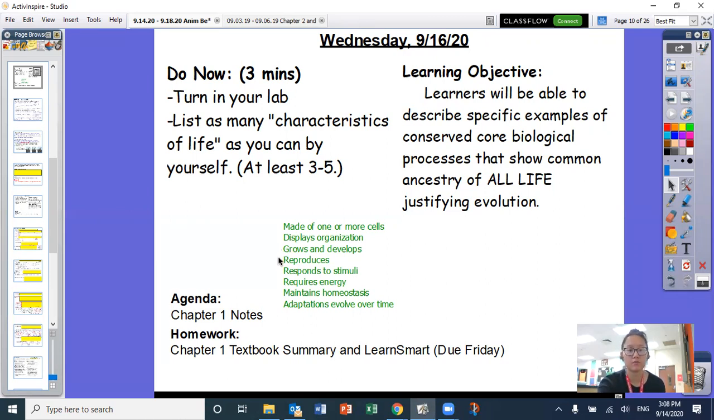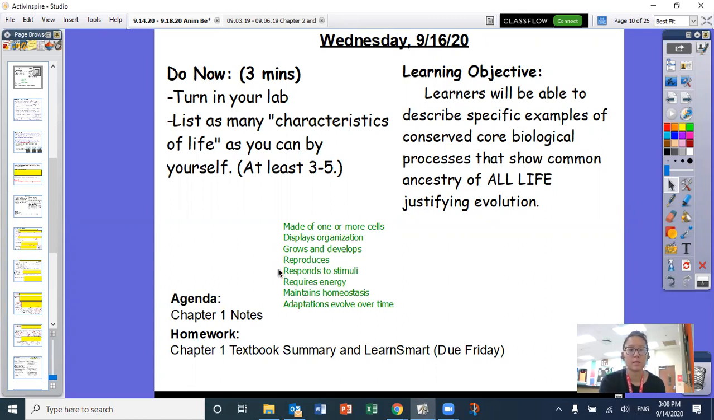Living things can also reproduce. So without reproducing, there is no next generation, right? So living things always find a way to reproduce. It's just part of fitness. It's a part of natural selection. It's a part of life, right?